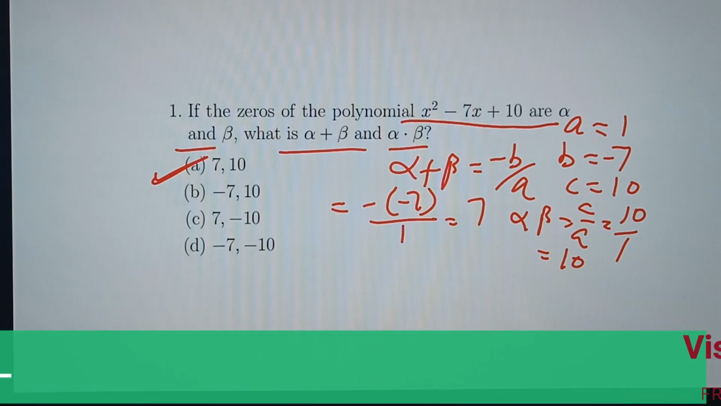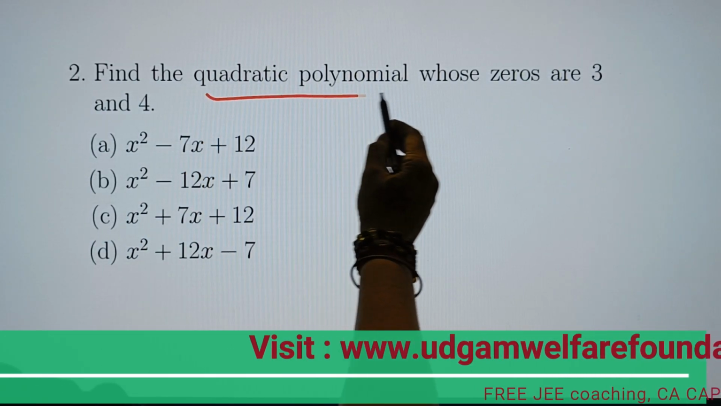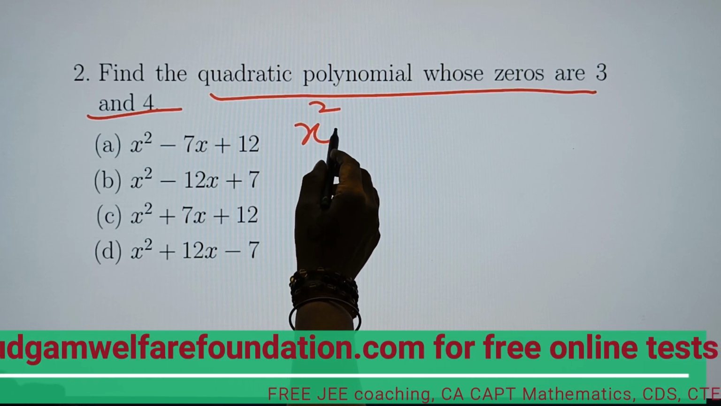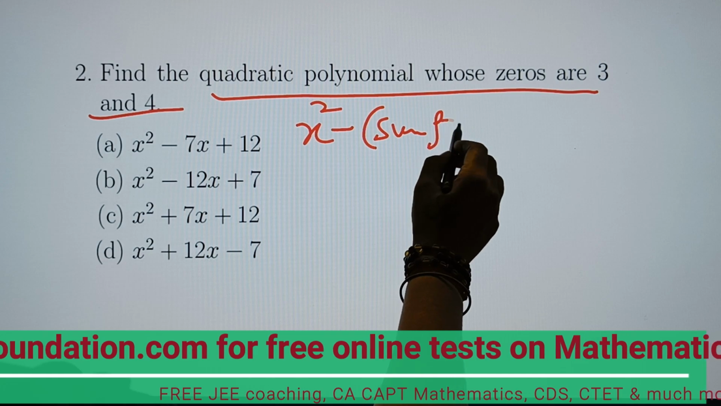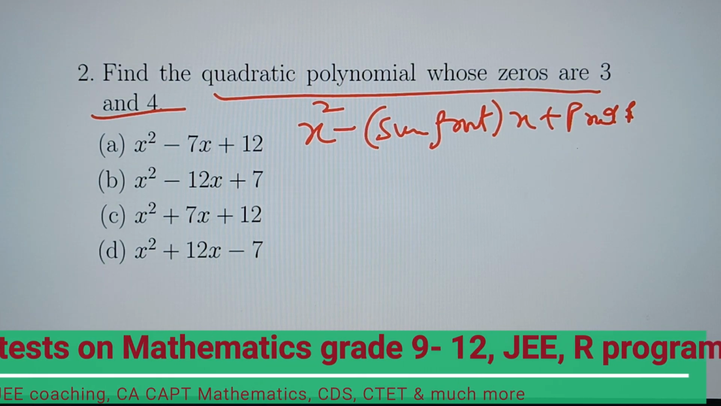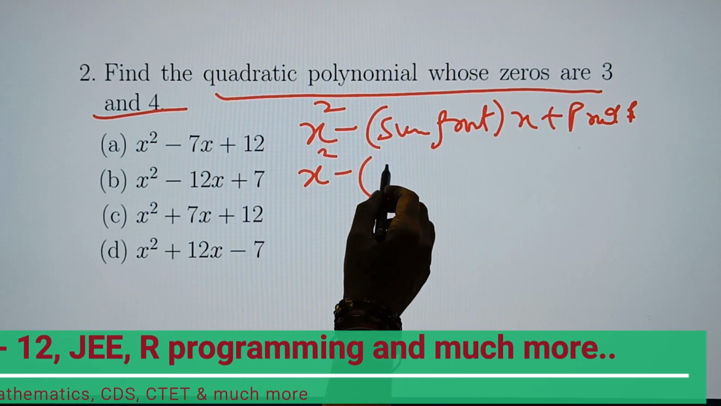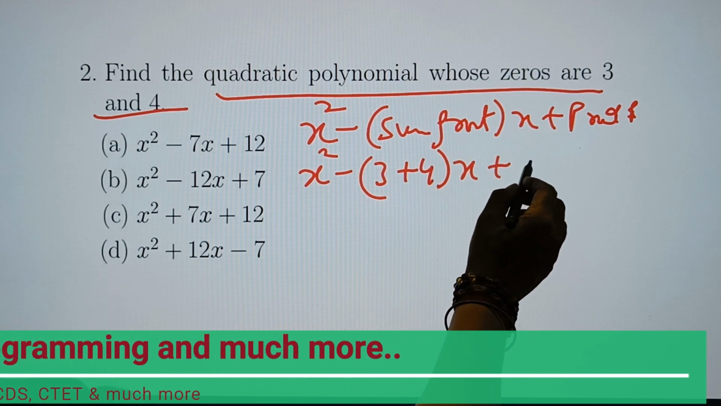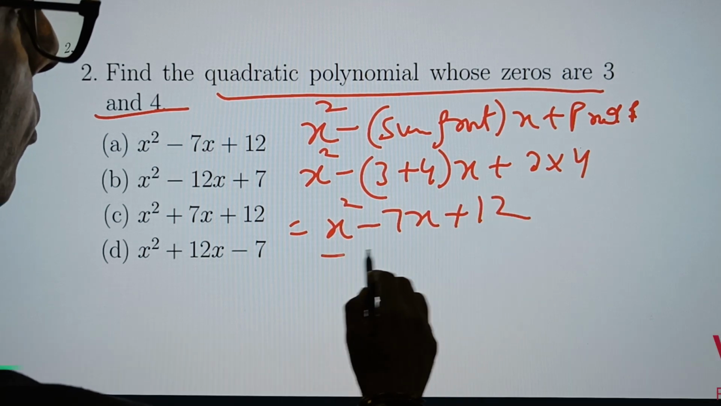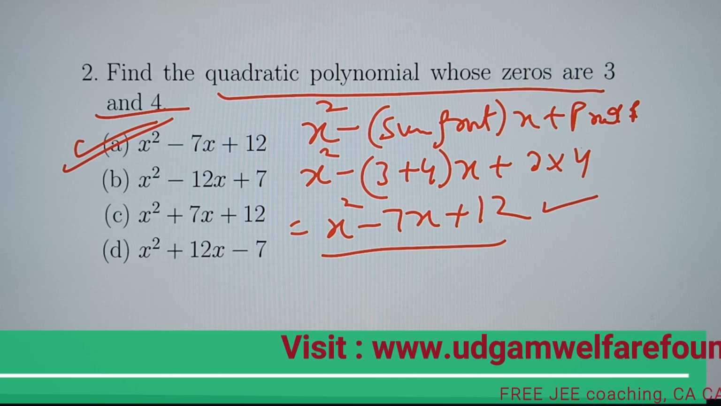Very simple. Now let's move towards question number 2. So students, this is our question number 2, which states: find the quadratic polynomial whose zeros are 3 and 4. By using the formula or property, x square minus sum of roots into x plus product of the roots will give us the required polynomial. So x square minus sum of the roots, 3 plus 4, into x plus product of the roots, 3 into 4, which is x square minus 7x plus 12. So let's match our answer here: x square minus 7x plus 12. So option number A is the correct answer here.